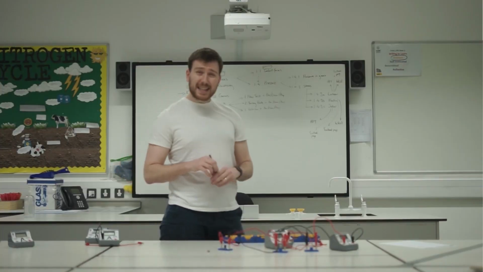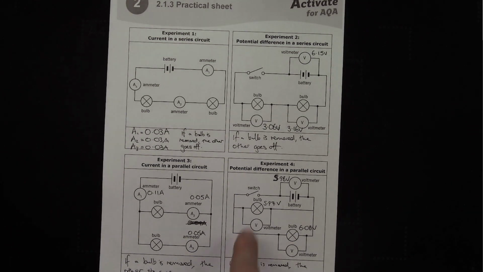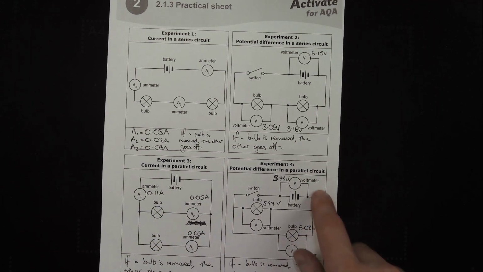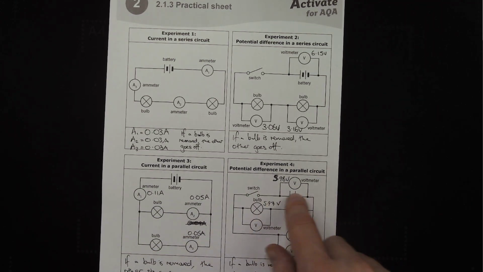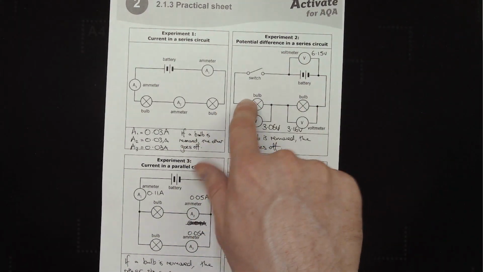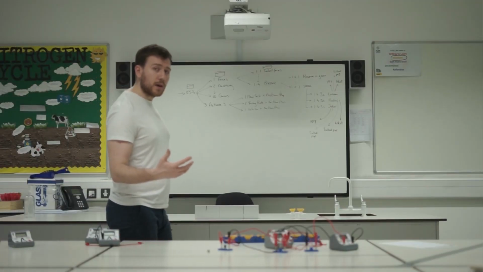Wonderful. Why is that? Well, that's because you've got that extra option for the current to flow through. If we take out this bulb, the current can still get through this way. If we take out this bulb, the current can still get through this way. Whereas in a series circuit, if we remove this bulb, the current can't get through anymore. So the circuit no longer works.